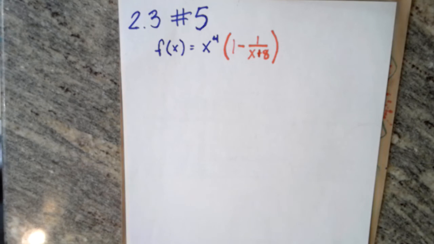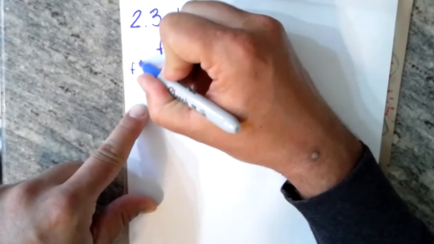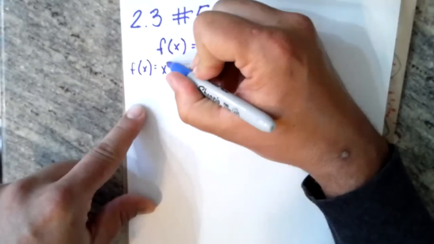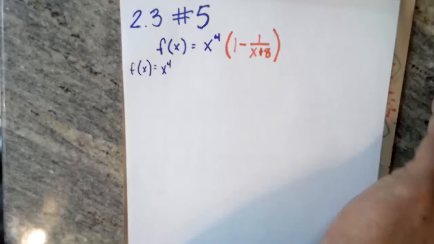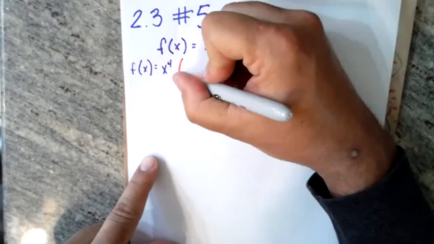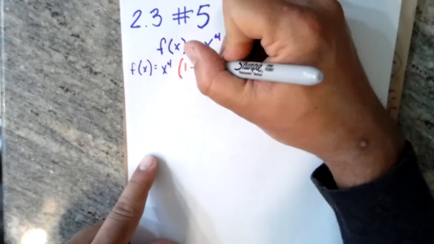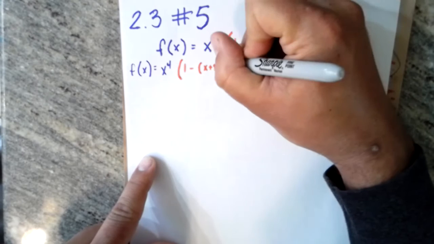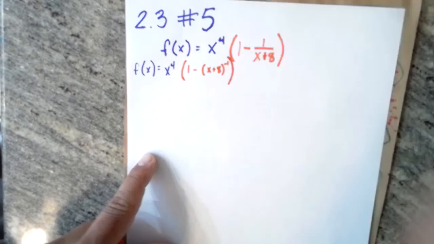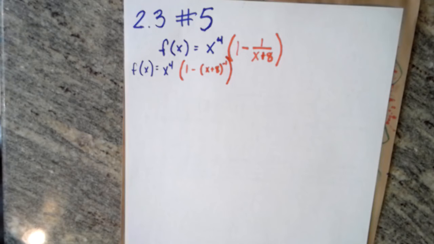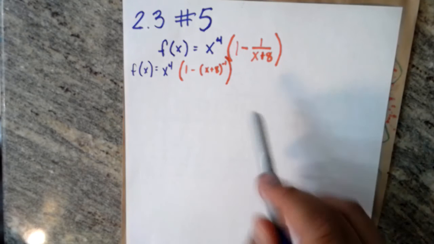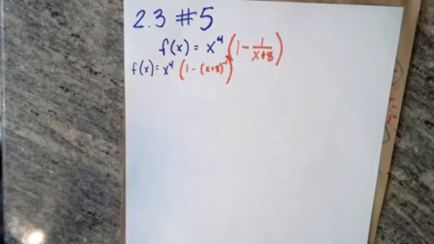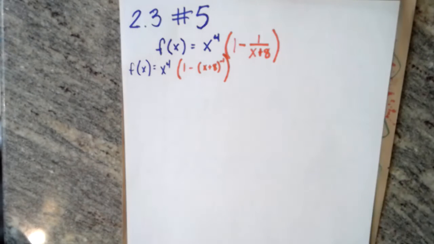So I'm going to rewrite it as f of x is x to the fourth, and I'm going to change that red function to 1 minus (x plus 8) to the negative first. Because when we're doing the power rule, it gives us an advantage to write that as a function to a negative power rather than a fraction. That's how I prefer to do it.